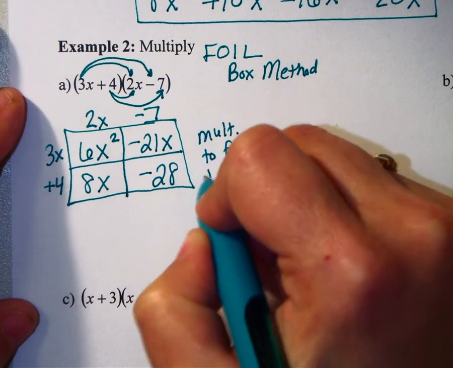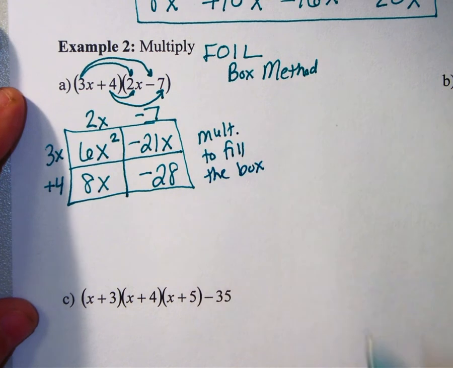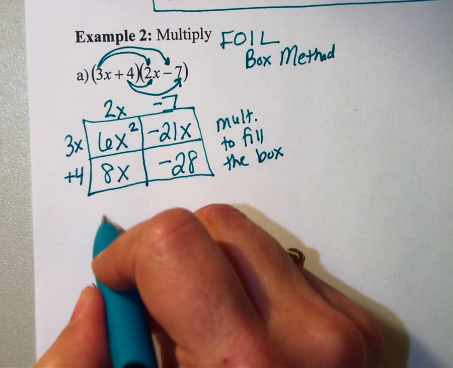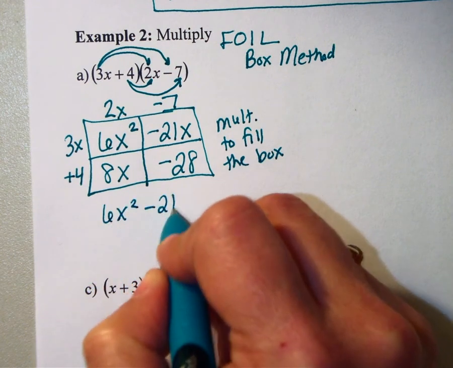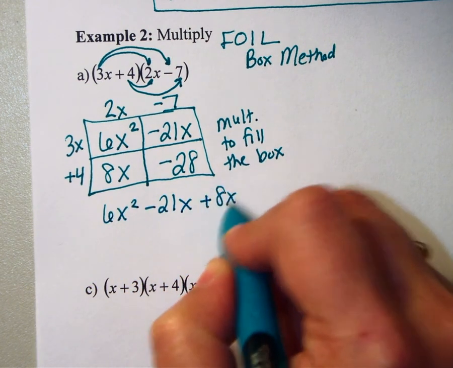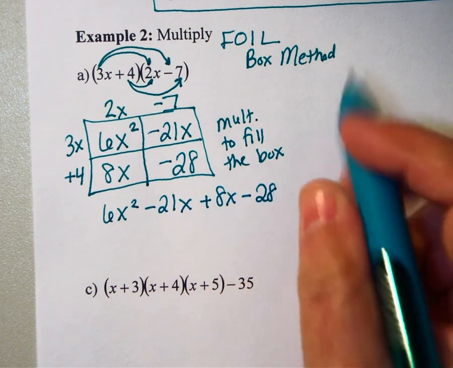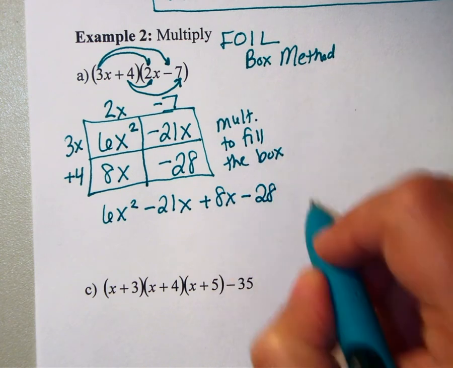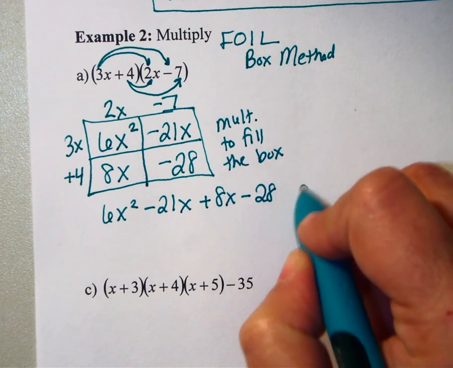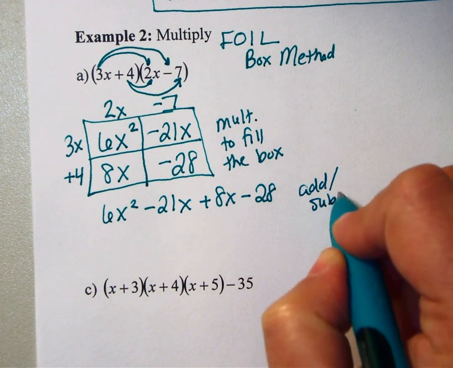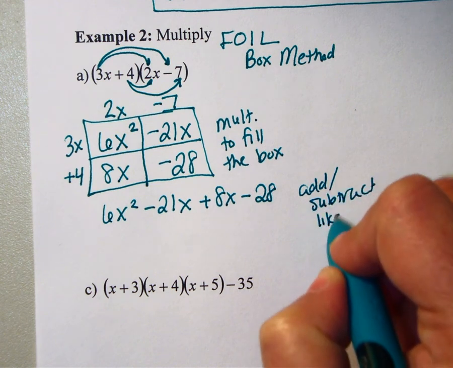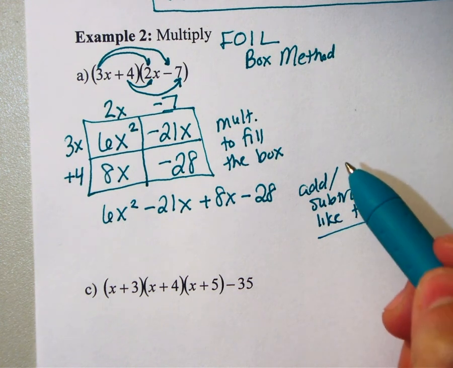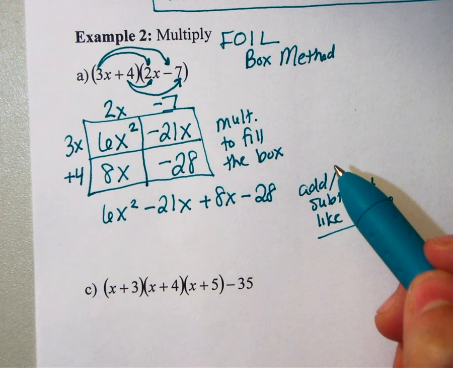So now I've got 6x squared, a negative 21x, a positive 8x, and a negative 28. This is not completely done yet because I need to simplify by adding and subtracting like terms. Now, from the previous section, when adding and subtracting, our exponents don't change. So x squared is going to stay x squared, x is going to stay x, and this is going to stay a constant.